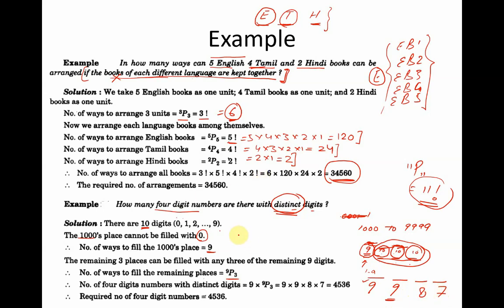This can again be understood as 9 digits for the first place and then 9P3 for the remaining 3 places. So I'll have 9 multiplied by 9P3, that gives me 4536. So 4536 numbers of 4 digits each can be created by using distinct digits. Once again, if distinct digits was not given to me, then this would have been 10 multiplied by 10 multiplied by 10.